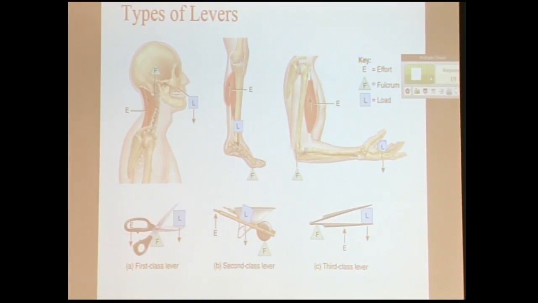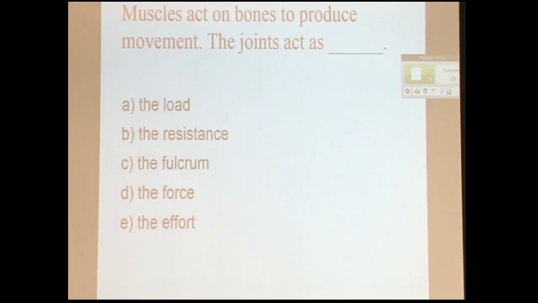The muscles of mastication. Second class goes effort, load, fulcrum. Effort and load are in opposite directions. And then the third class, fulcrum, effort, load. Effort and load are in opposite directions there as well. So anyways, those are your 3 types. Got them all over your body.